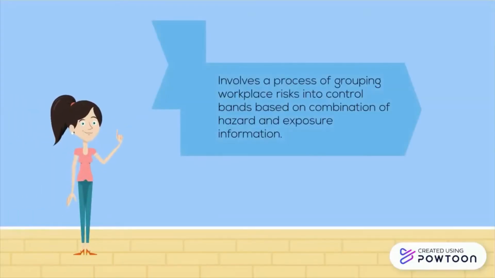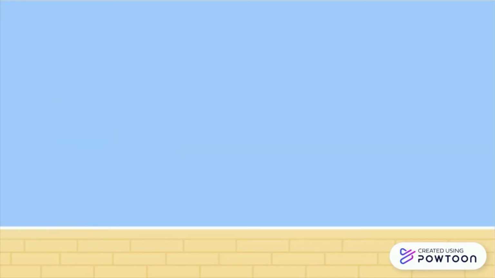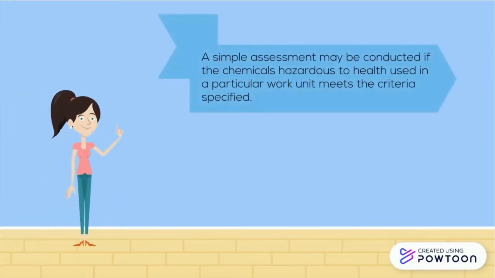Meanwhile, a simple assessment involves a process of grouping workplace risks into control bands based on a combination of hazard and exposure information. A simple assessment may be conducted if the chemicals hazardous to health used in a particular work unit meet the criteria specified.